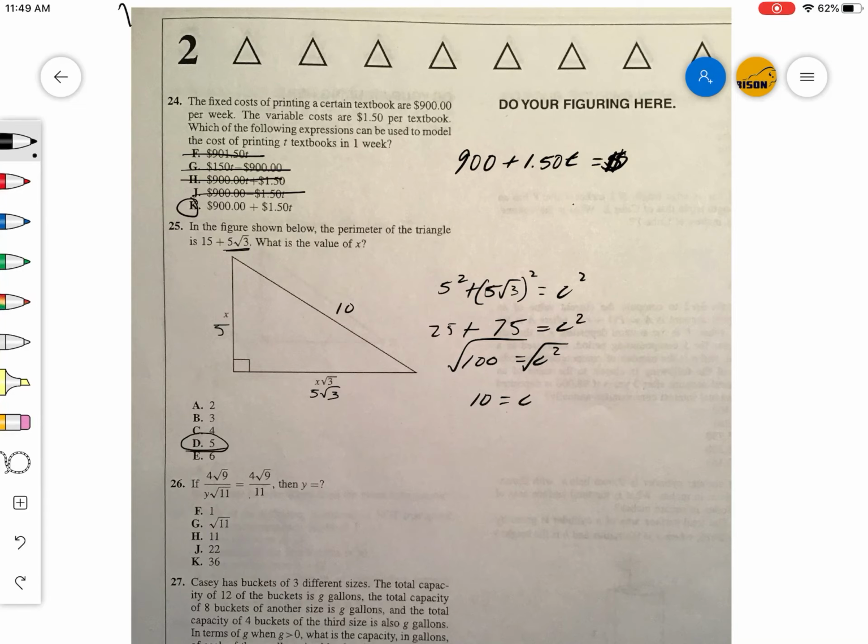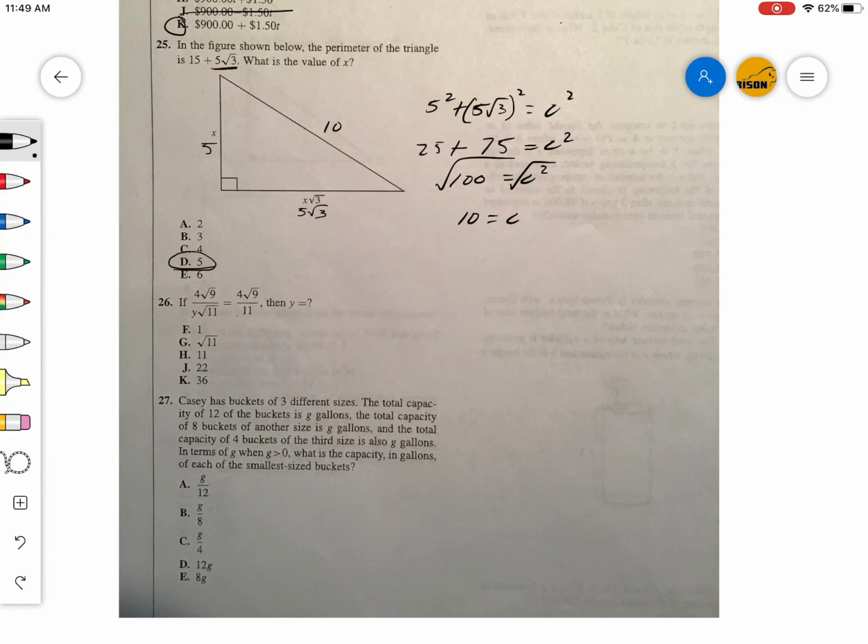All right, so on that one, our strategy was choosing one that looked like it made the most sense and seeing if you can prove it to be right. All right, and it did end up being right.